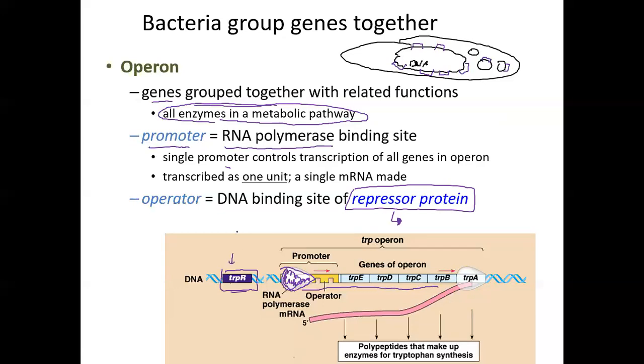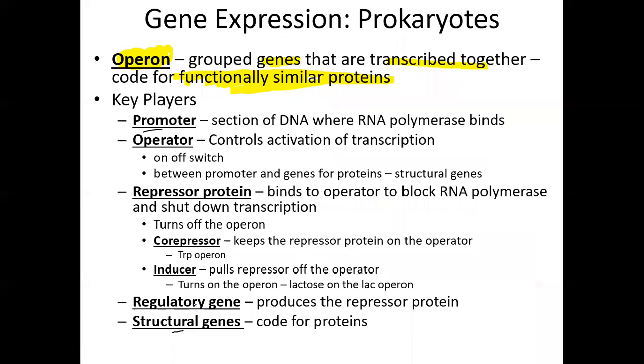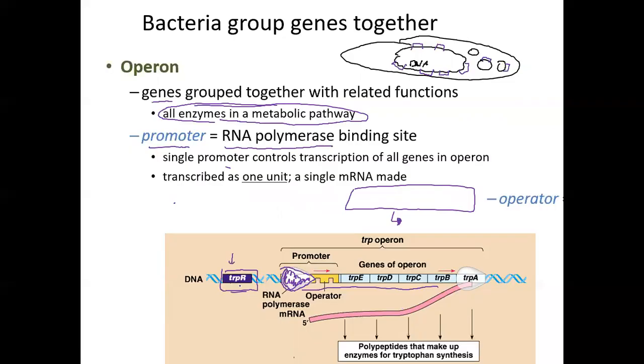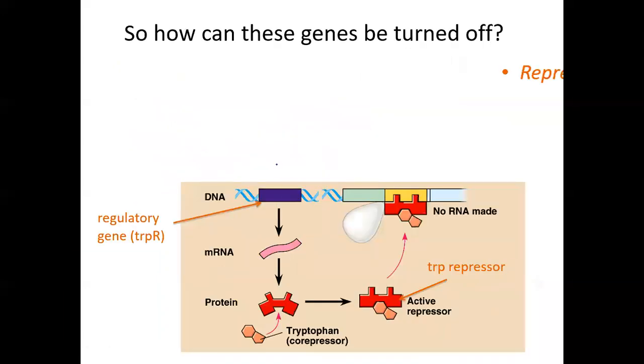This is going to be what's called a regulatory gene. So let me jump back and forth, okay? The regulatory gene produces the repressor protein. So this thing right here, before all of this operon, is going to be called your regulatory gene. And what it's going to do is make a repressor protein. So let me show you how that looks.